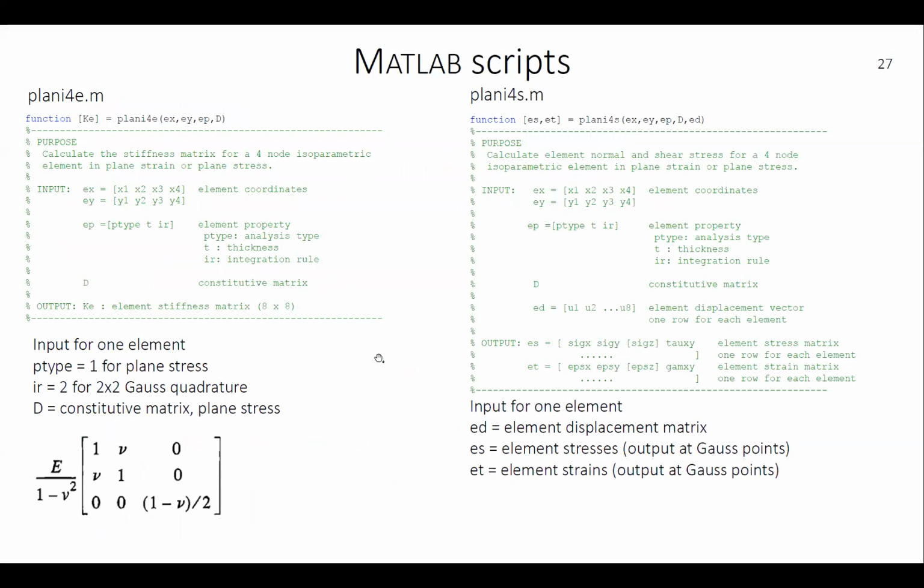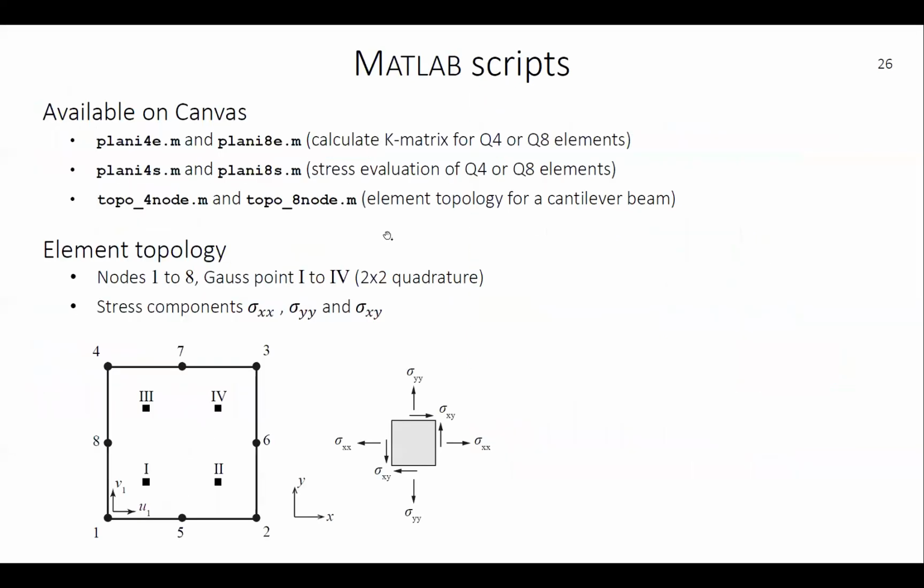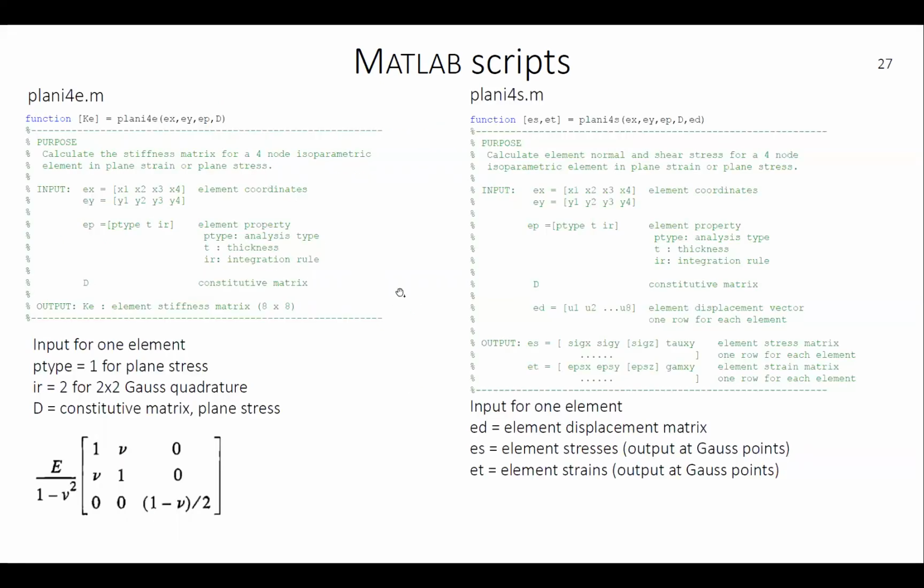So looking through, this is just a command for the Plany4E function. Your output will be the local stiffness matrix for the specific element. In the example of the cantilever beam, all elements are rectangular, so you don't actually need the isoparametric formulation for this specific case, but it's included in the code anyway, so you need to understand how that works.